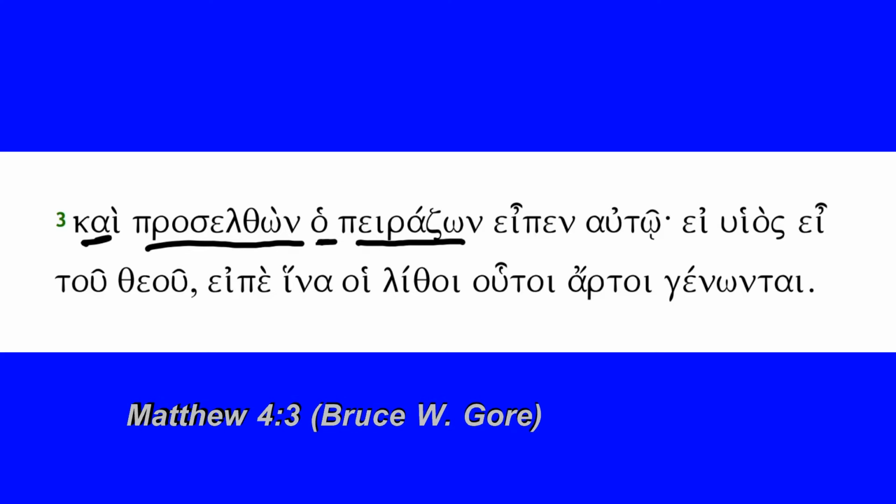functioning as the subject. So, and the tempting one, proseilthon, came to, and the impression is came right up to him. Kind of in your face would almost be the sense of it. So he came to him. And then eipen, this is the principal verb, second aorist verb from lego, I say, third person singular, aorist active indicative. So the tempting one came to, impliedly him. And eipen said, auto, indirect object, to him. This is the dative singular masculine pronoun, so said to him.